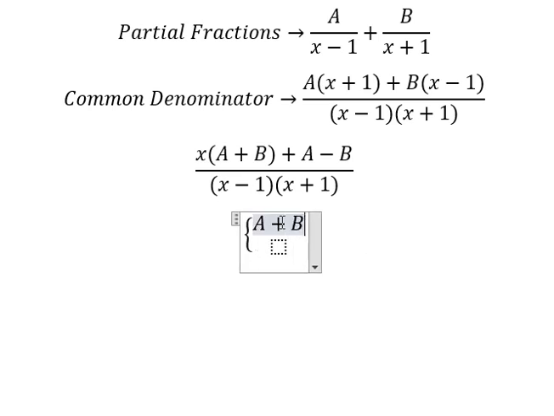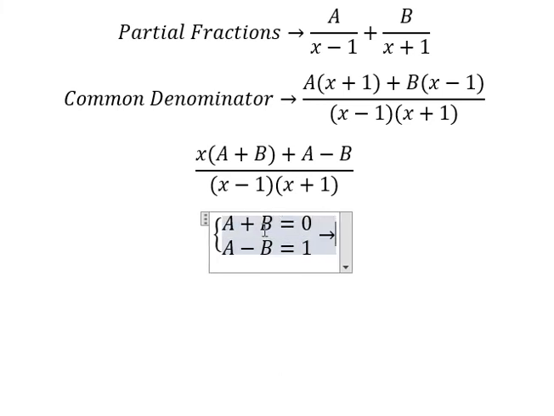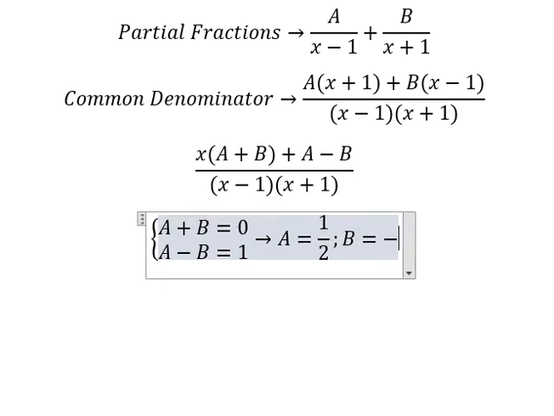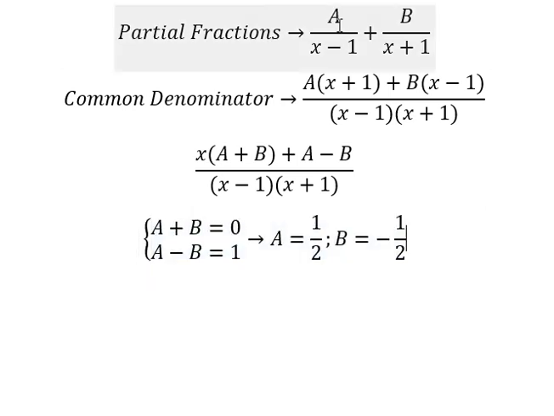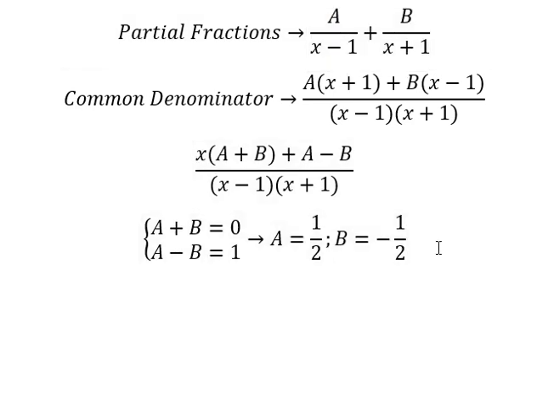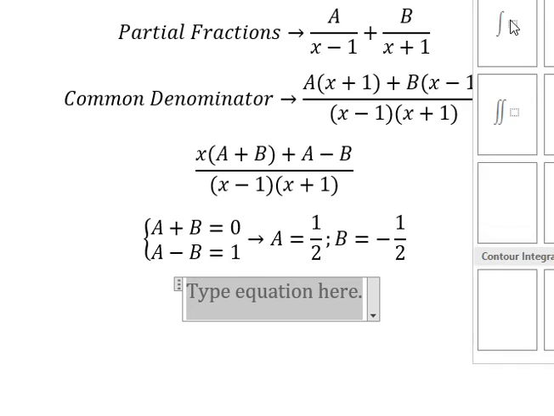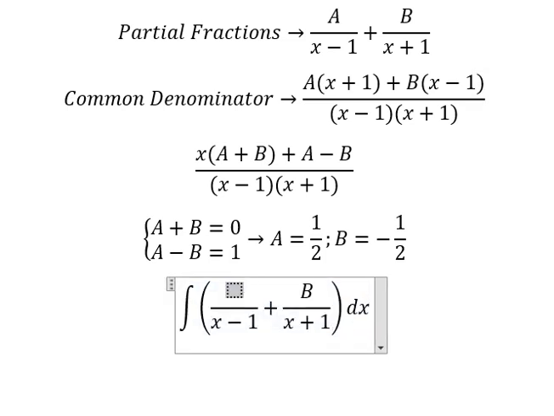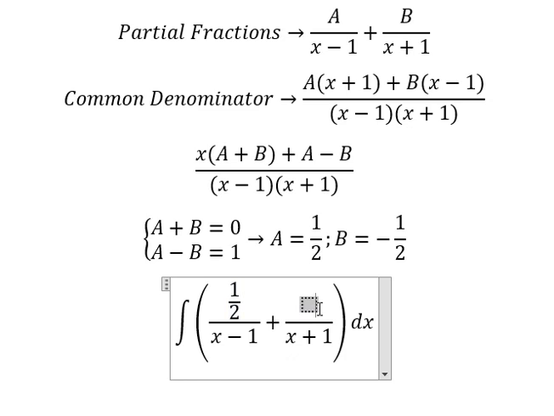So a plus b equals number 0, a minus b equals number 1. And now we need to find the solution of a and b. So a equals 1 over 2, b equals negative 1 over 2. And now we put the values of a and b in here. So a equals 1 over 2, b equals negative 1 over 2.